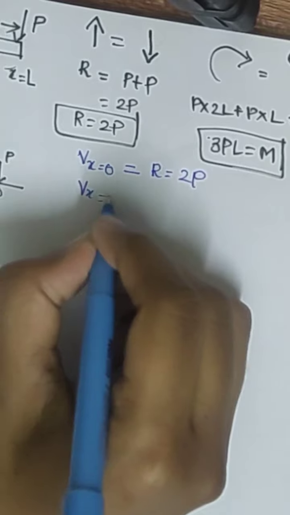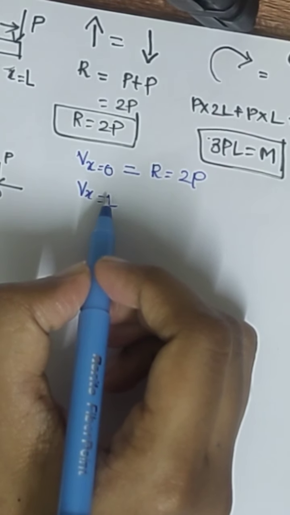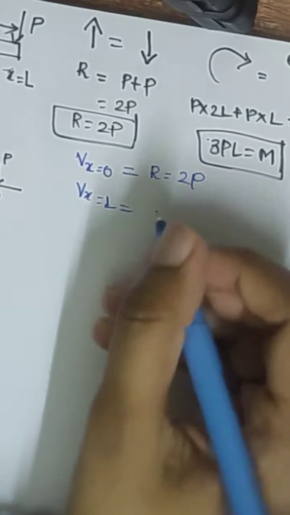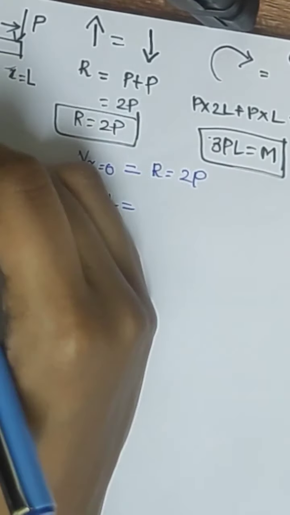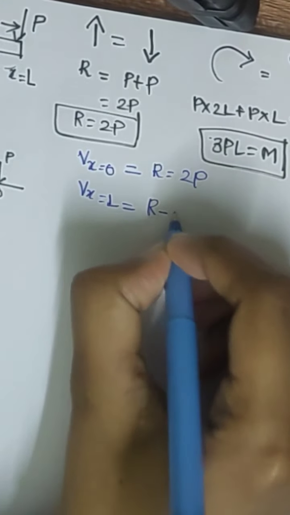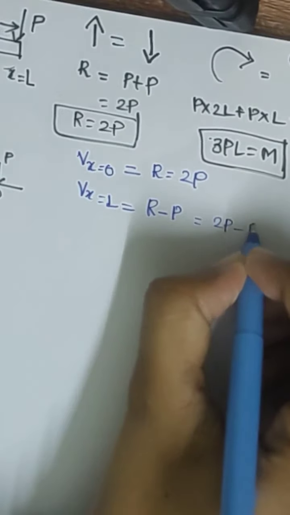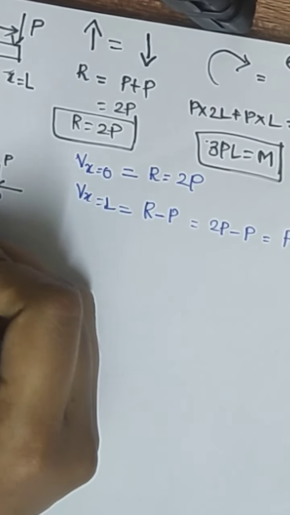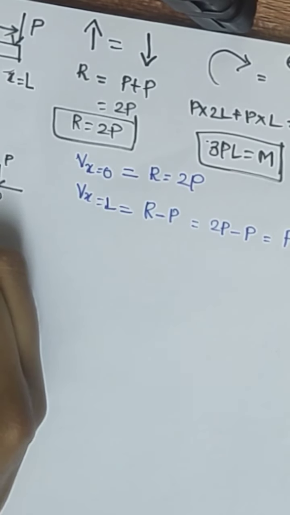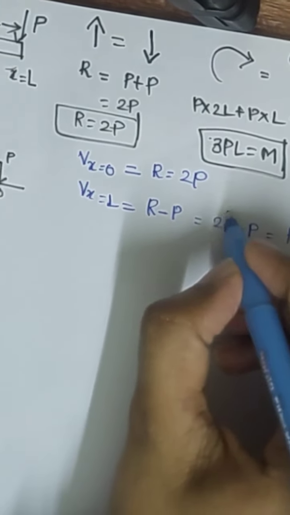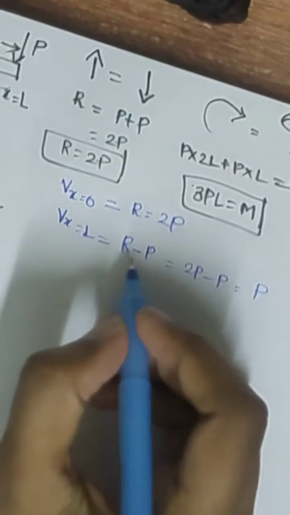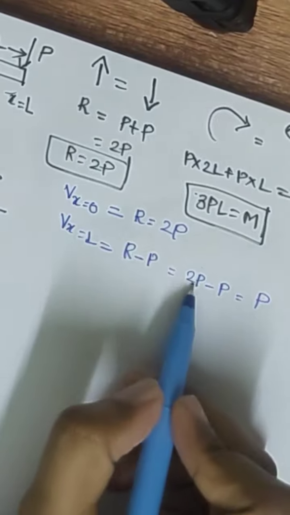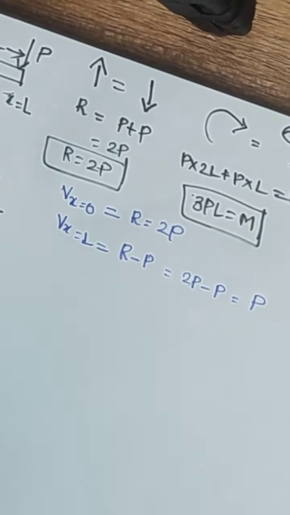And next is x equal to L. How much shear force is present at x equal to L? Here it is R and P, so R minus P. R is 2P, so 2P minus P is P. So the same thing as I have shown in this figure. In the shear force diagram at x equal to 0 we get 2P, and here we get the magnitude P.